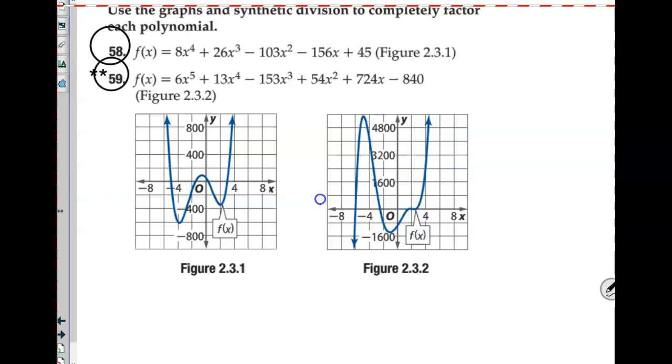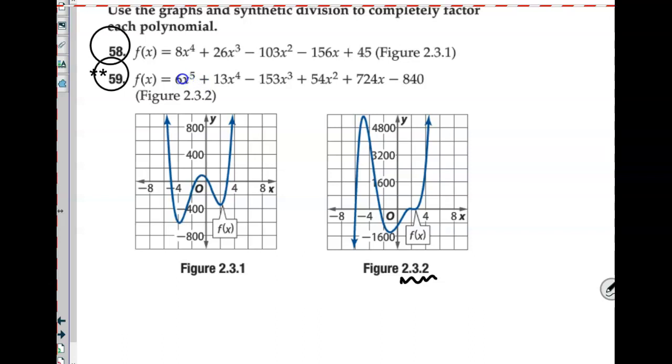All right. I'm going to do 59 because you're going to do 58. It says, use the graph and synthetic division to completely factor this polynomial. Okay, 59 is this picture over here. Why is this picture going to help me factor this? It is a degree 5.